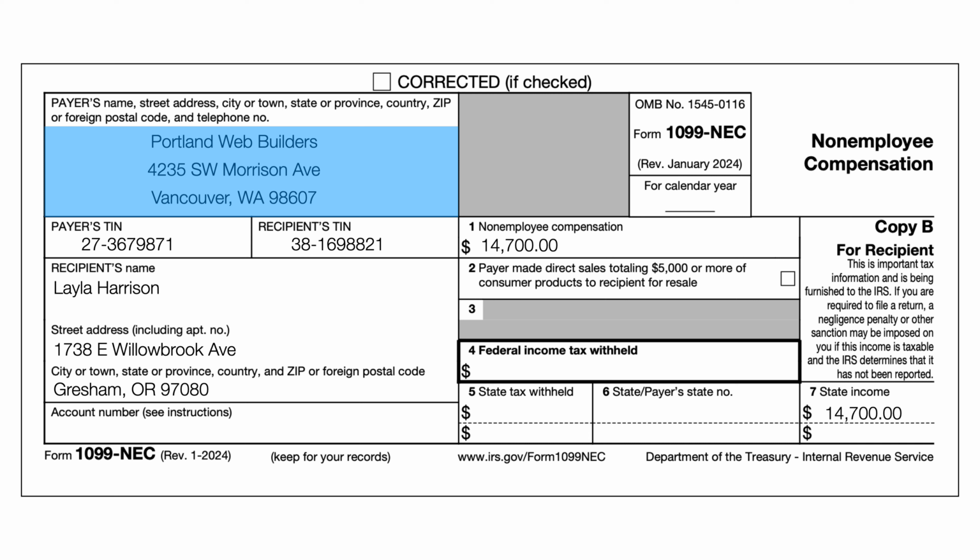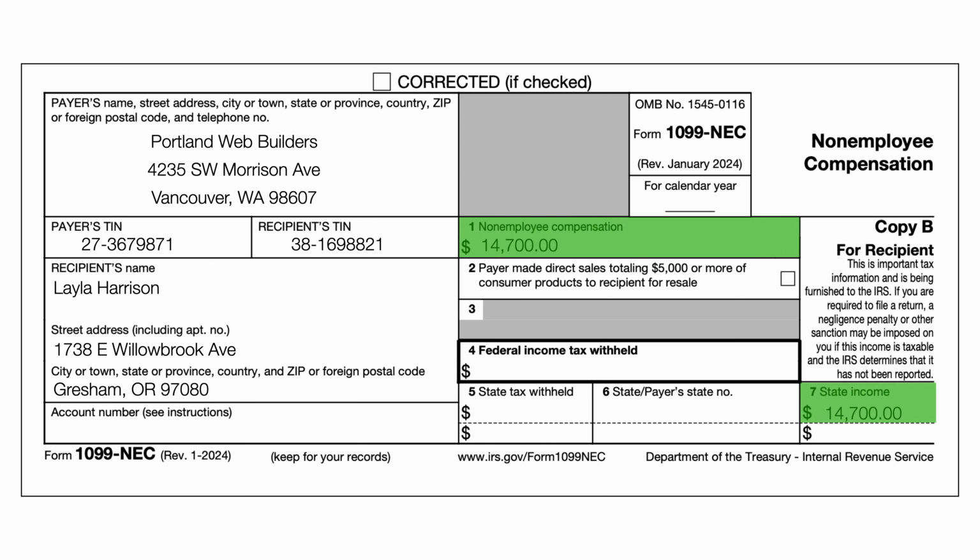It's similar, and it's set up. There's information about the company, their TIN, that means tax identification number, your tax identification number. Then here's your name, your address, and the city and state that you live in. But let's go ahead and look at this right here, non-employee compensation, and then the same number right there. And so that's just the money that this company has paid to you. So Layla Harrison made $14,700 from the Portland Web Builders.